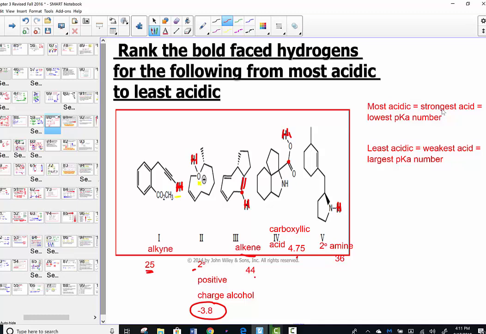So now we want to rank them from the most acidic to the least acidic. Most acidic, lowest pKa value, structure 2. To the least acidic, which is the highest pKa value, structure 3, and just rank them from strongest to weakest using your pKa values. The importance of knowing your functional groups.